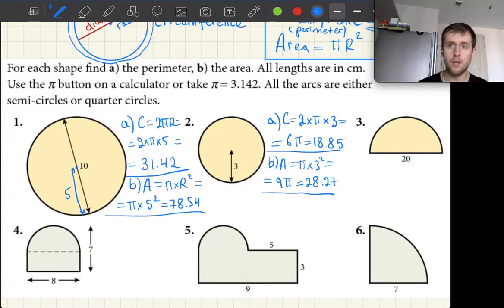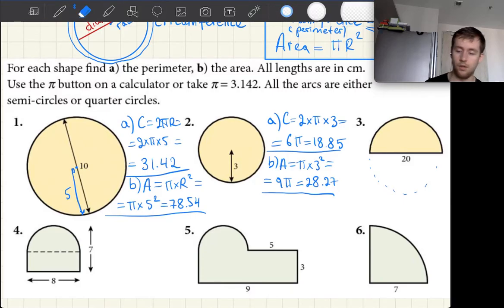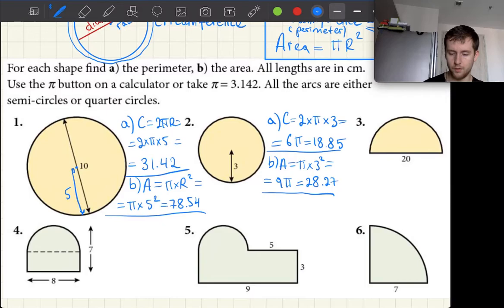Number 3, here basically we have half the circle, right? So we can find the area of a full circle, and then we can just divide it by 2. This will give us the desired area and perimeter. So let's find it. Okay, so first of all, the perimeter, so circumference. I prefer to call it circumference because it's a little bit different from perimeter. So circumference equals 2 pi r.